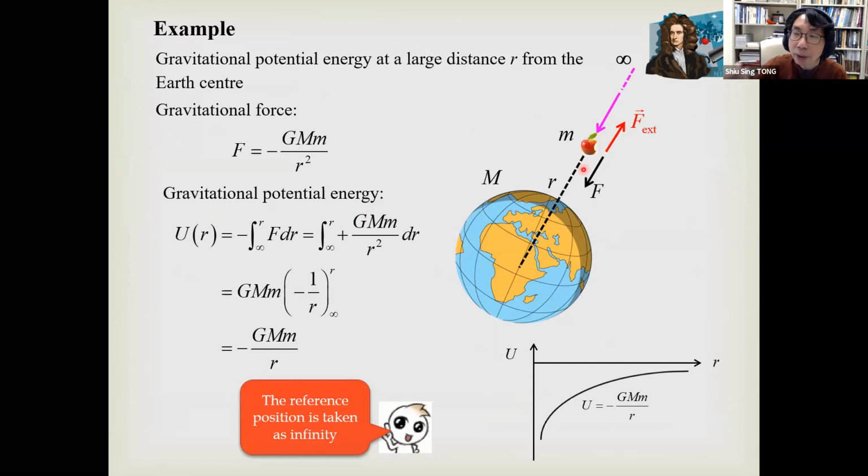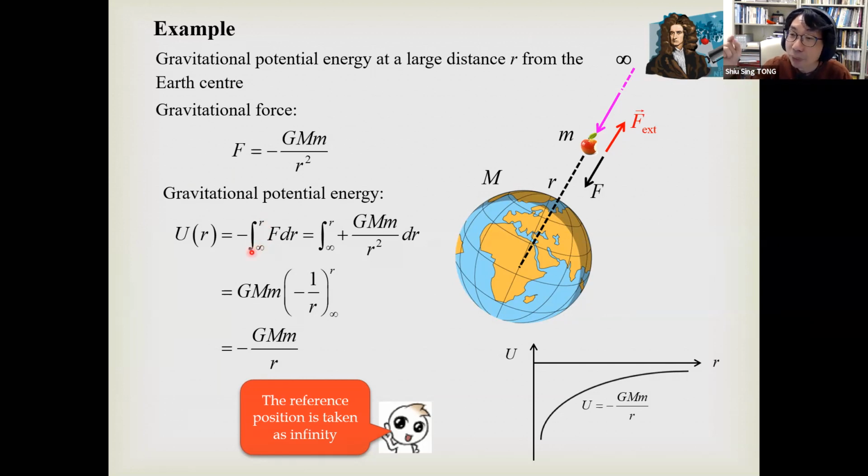How about an object that is placed very far away from the Earth? When we calculate the potential energy, we calculate the work done by the external force in moving the object from infinity to the present position. So the reference position in this case is chosen at infinity. When the apple and the Earth are separated by a large distance, we define the potential energy of the apple to be 0. That is what we mean by defining the reference position. Because we integrate from infinity to r, right?